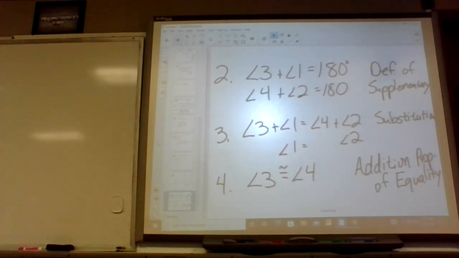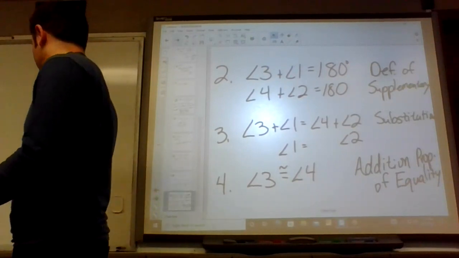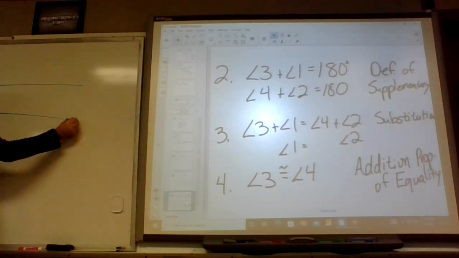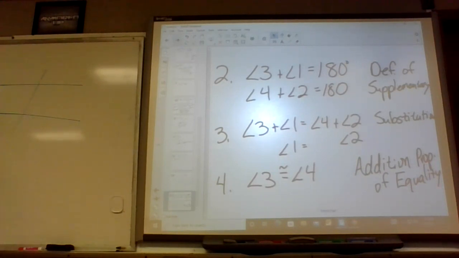All right. Number 19 says transversal. You guys remember what a transversal was? It goes over multiple lines. Usually it looks something like that in our picture. I probably should draw it on the smart board.